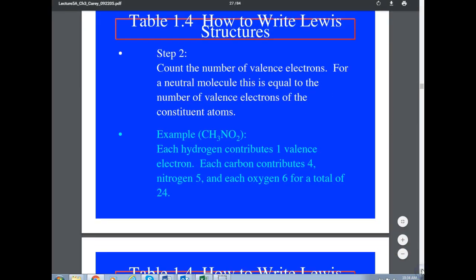And for a neutral atom, it's going to be the valence electrons for all of the atoms in there. If we have a charge, then we have to deal with that separately. But first of all, get all the valence electrons. So for this molecule, each hydrogen is contributing 1 electron, each carbon's 4, nitrogen's 5, oxygen 6. So we have a total of 24 electrons we have to show when we make the model, the Lewis structure.